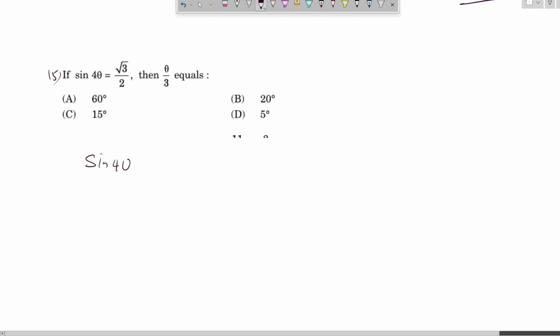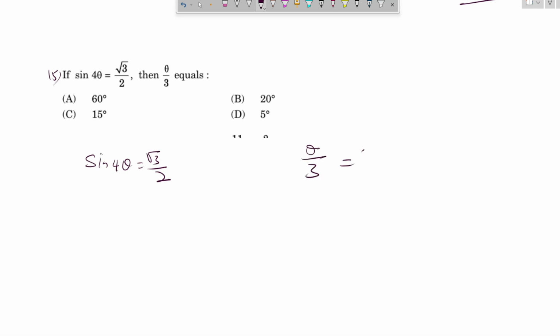Sine 4 theta is given as root 3 by 2. They are asking us to find out the theta by 3 value. Now here, sine of which angle gives you root 3 by 2? You need to find that out. So root 3 by 2 will be for 60 degree.